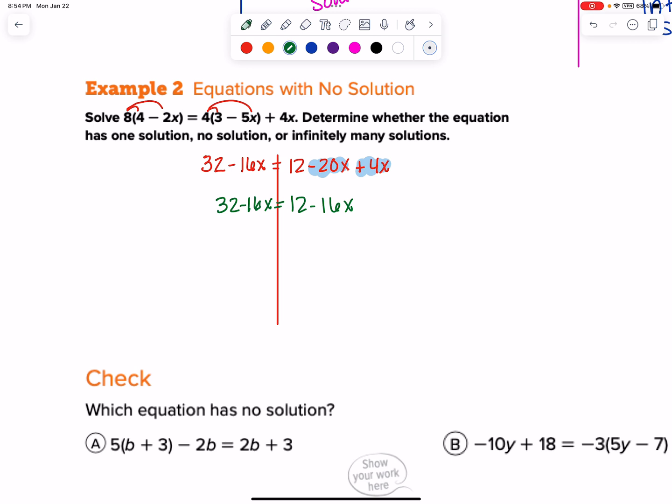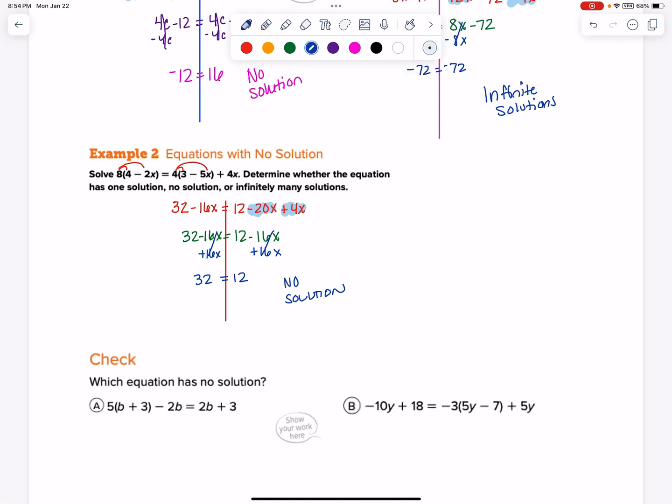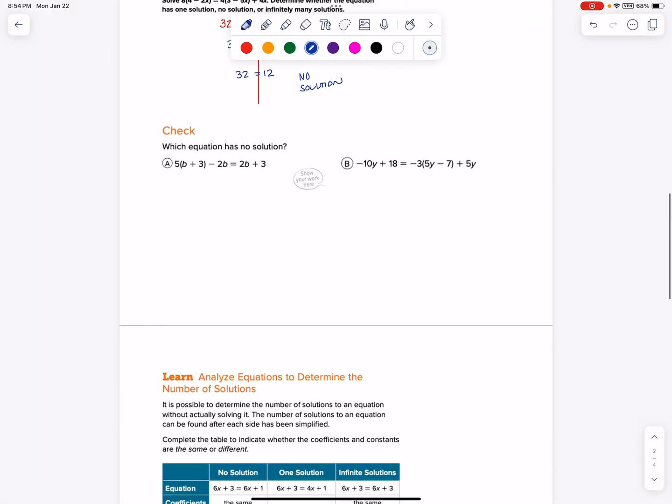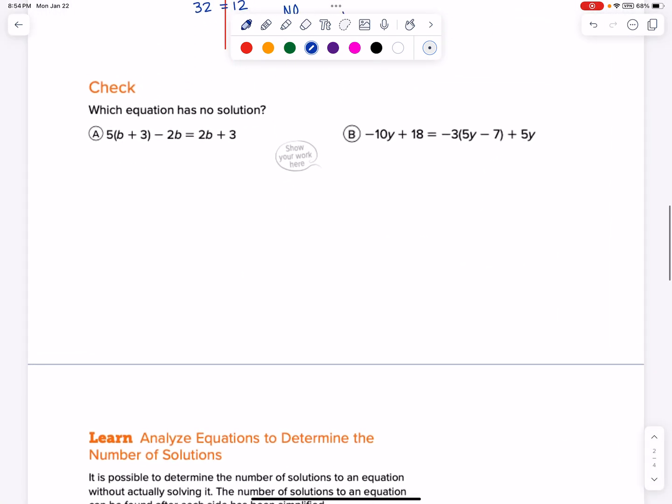Okay, so we can see that we have the same coefficient, the negative 16. Remember, coefficients are the co-pilots to the x. So if we add 16x to both sides, it completely goes away, and we end up with 32 equals 12. When we have a number equaling a different number, that means no solution. No matter what we put in for x, it's not going to work. Let's go ahead and find the equation with no solution.